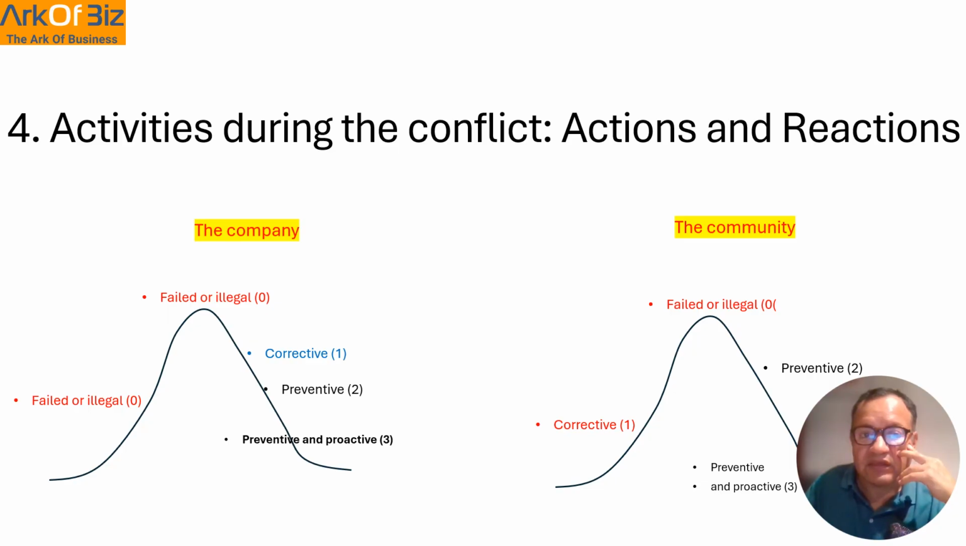It could happen, of course, this is an example, the other way around, where the community starts with the failed activities, and the company reacts with the corrective activities. It doesn't matter. This is only an example. So keep in mind that these two activities happen simultaneously. If somebody makes a mistake, it could start with failed activities, but at the same time, the other party who received the mistake starts with the corrective activities.